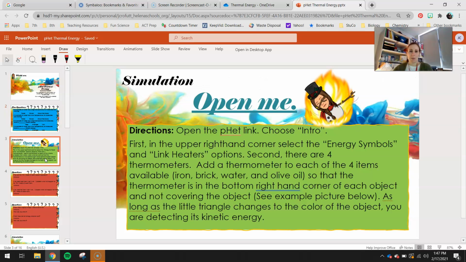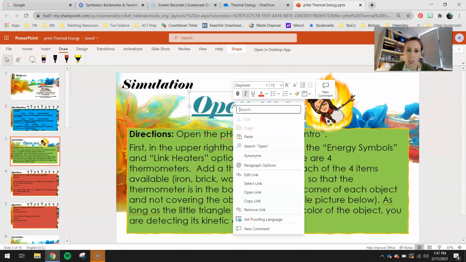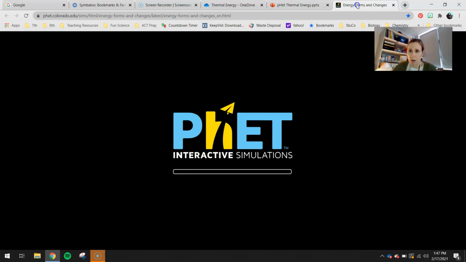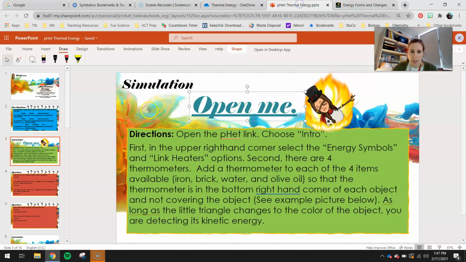All right, so let's get into the simulation. Right here is your link for the simulation. If you right-click it and hit Open Link, it should pop up for you in PhET. Your directions are as follows. First, open the PhET link, choose Intro. Then in the upper right-hand corner, select energy symbols and link heaters option. What the link heaters option does is it allows you to heat both heaters at the same time. So if I heat one, the other one heats the same amount as well.